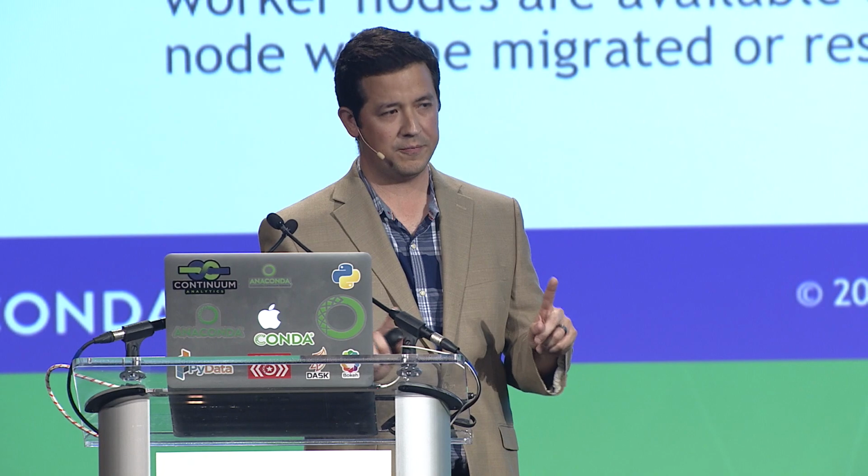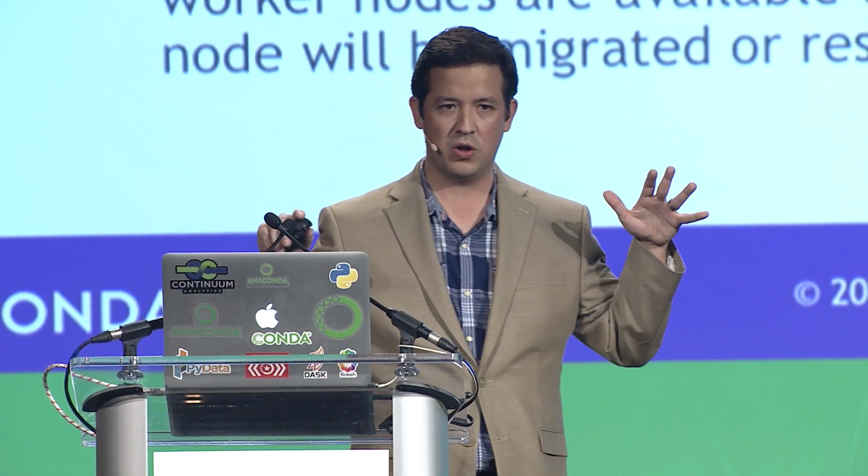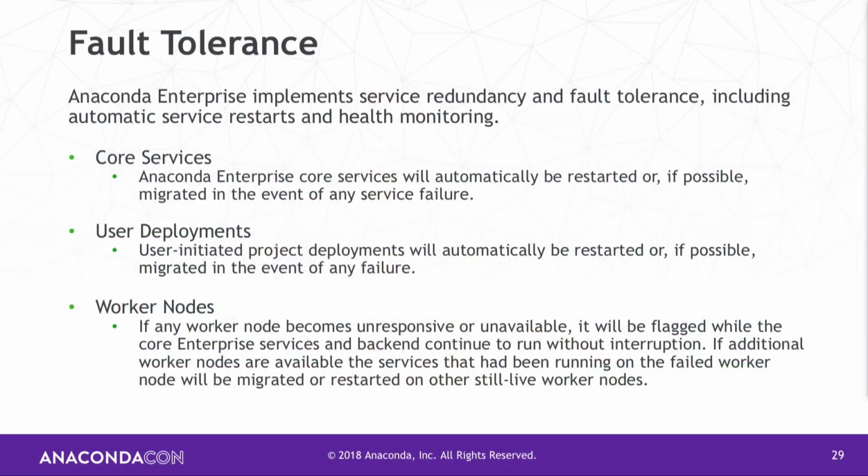The first thing I'll talk about is fault tolerance. This is all out of the box with Anaconda Enterprise, and I'll show this on a diagram in a moment. But it means Anaconda Enterprise has service redundancy, fault tolerance, monitoring, all out of the box. So you don't have to worry about this. It means there's automatic service restarts, health monitoring. So for core services, things like authentication, things like the UI, these services will automatically be restarted either if the service goes down or if the node they're on, the worker node, goes down. Those are migrated, spun up. We handle all the routing. There's basically zero config in the case of fault tolerance there.